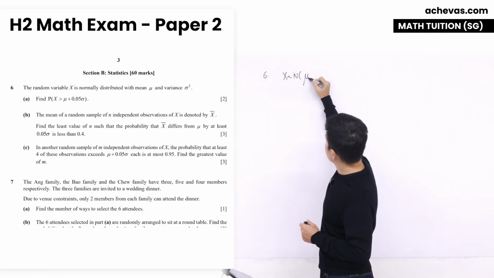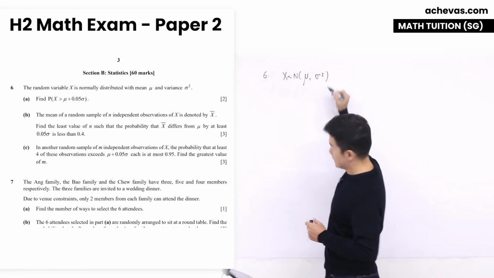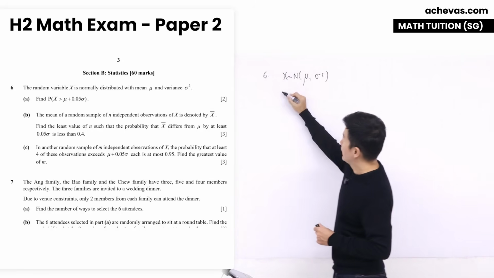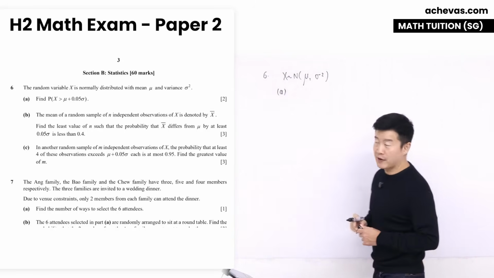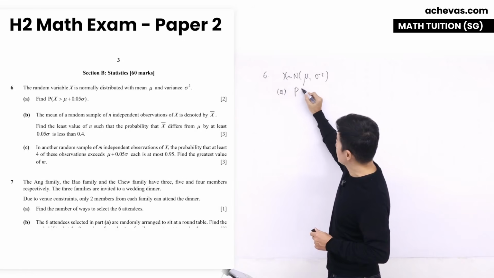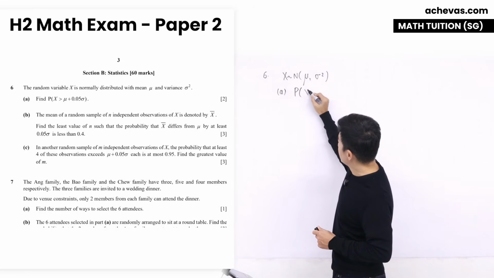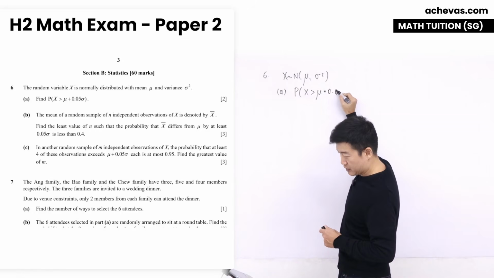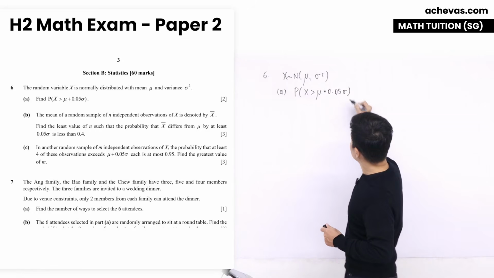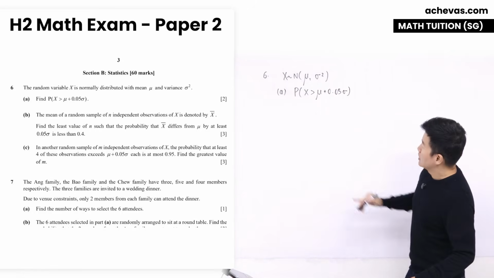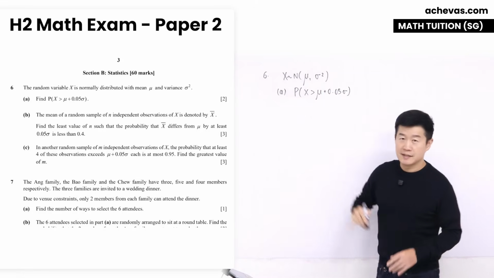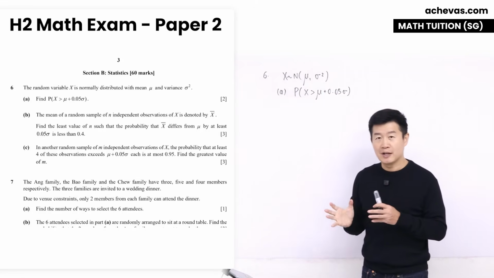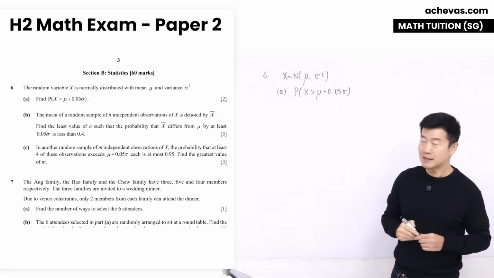a mean of mu and a variance of sigma square. In part A, we are supposed to evaluate the probability that is given to us. It is the probability when X is bigger than mu plus 0.05 sigma. Because we don't know what is mu, we don't know what is sigma square, so there is no way for us to press into our calculator directly.